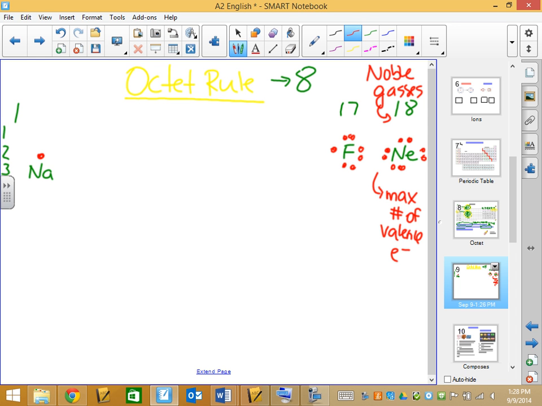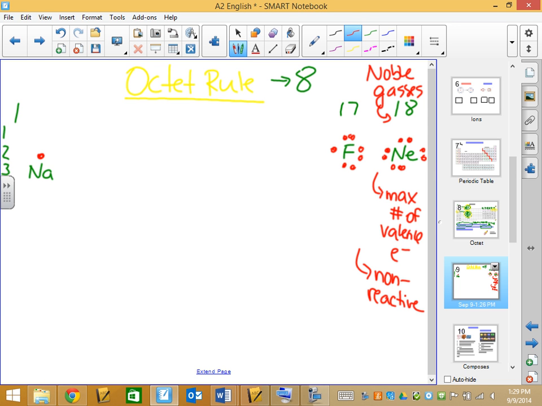Because they have the maximum number of valence electrons, they are very non-reactive. They don't need any more electrons. They have the perfect number already. And so it is unlikely for a noble gas to react with something else because its electrons are already maxed out.